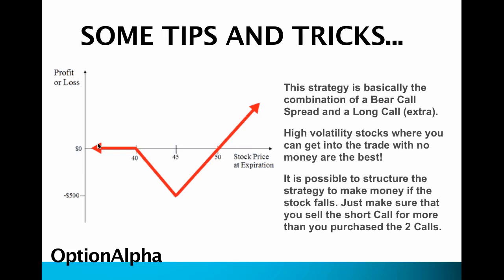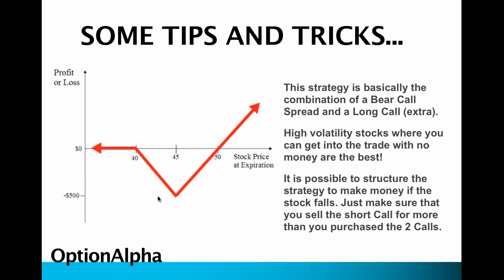So, some tips and tricks over the years. This strategy is basically a bear call spread and a long extra call. Think of it like a bear credit spread where you have a short option and a long option, and then we're just adding that extra long call to the strategy, which creates this new backspread strategy. Again, high volatility stocks where you can get into the trade with no money are best. This trade costs us absolutely no money to get into.